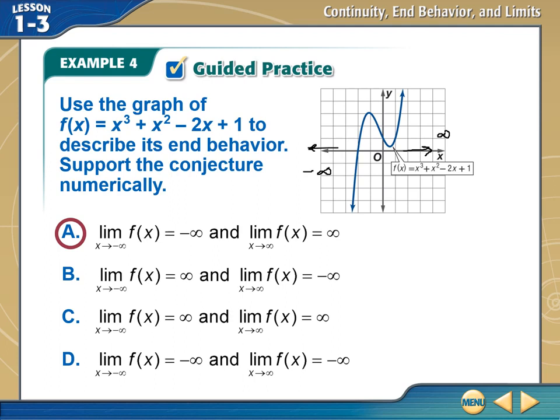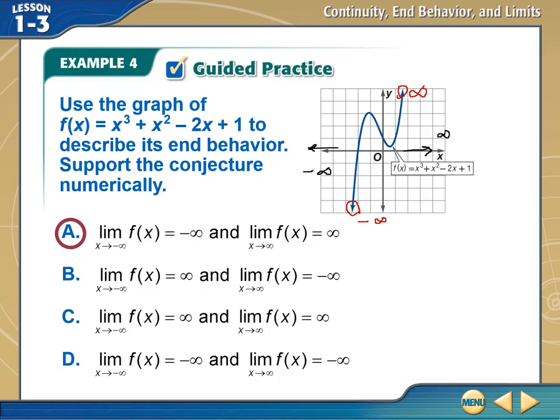So the first part, the limit as x approaches infinity, looks like y is approaching infinity, right? And the limit as x approaches negative infinity, what is happening to y? As I go to the left, y is going downwards forever. Train your eyes to look properly. As I go to the right, what is happening to y? So y is going upwards forever. As I go to the left, what is happening to y? Y is going downwards forever. So looks like answer A is right.